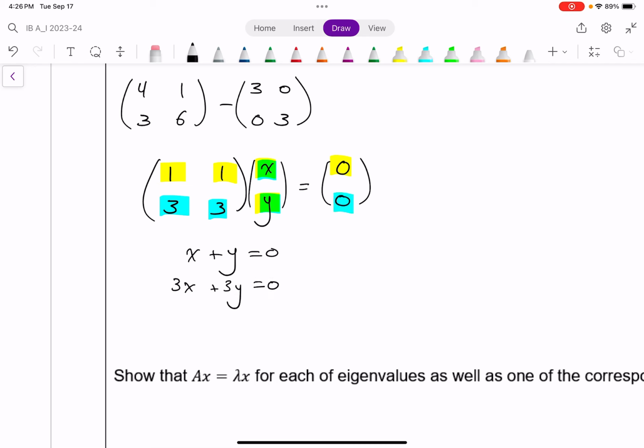And we should always come up with 2 equations that are equivalent to one another. But what do we do here? We can't solve this system. There's an infinite number of solutions. We just want to see how x and y compare.